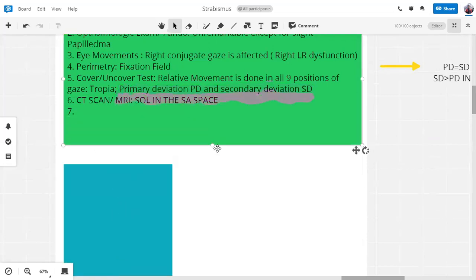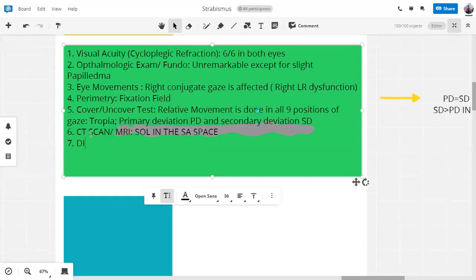So there are two other important tests which we need to perform. One is Diplopia charting. Okay. What is Diplopia charting? The person is asked to look at an object or a chart using both eyes, and where he sees diplopia, it's measured or recorded, both by his own perception, subjectively, and by the examiner's perception, which means it's recorded objectively.